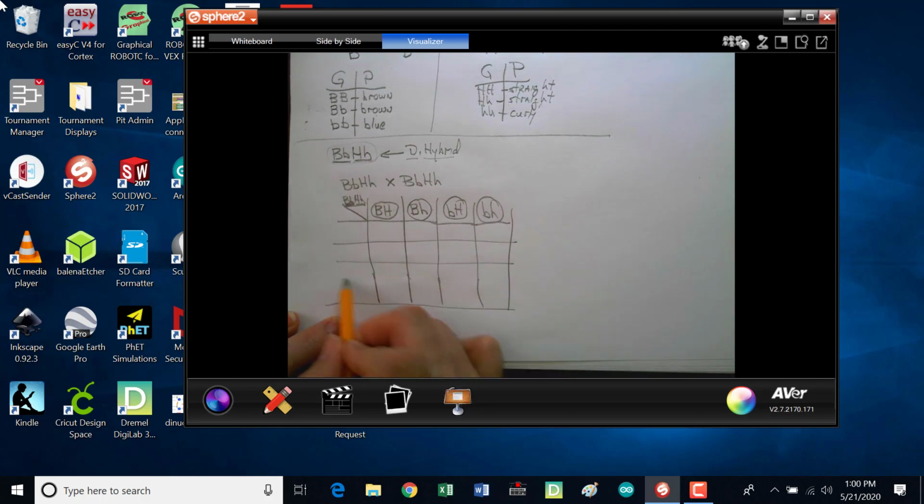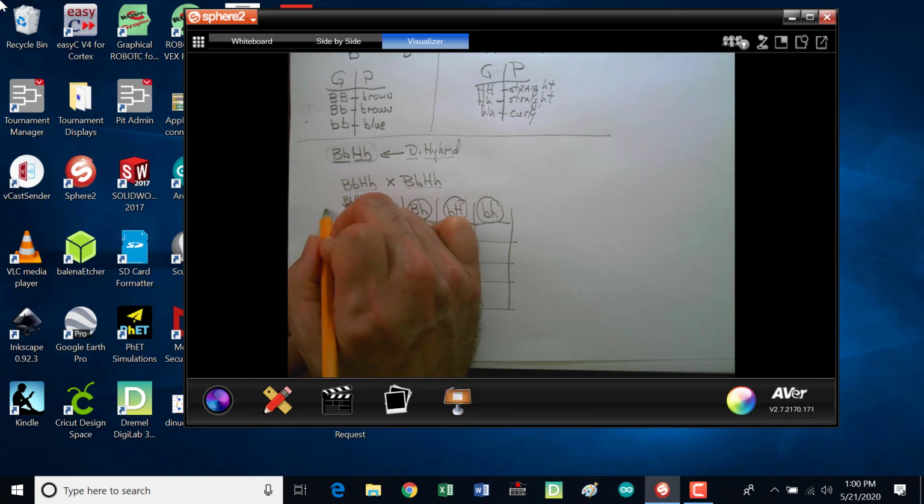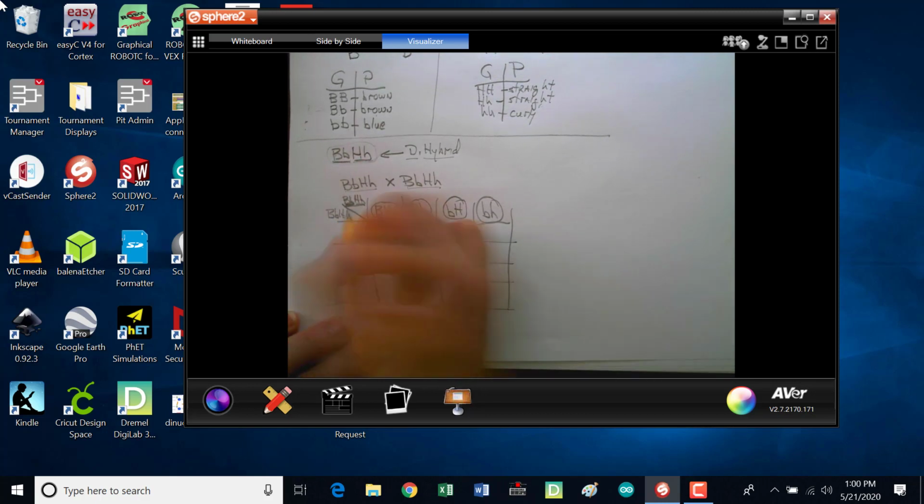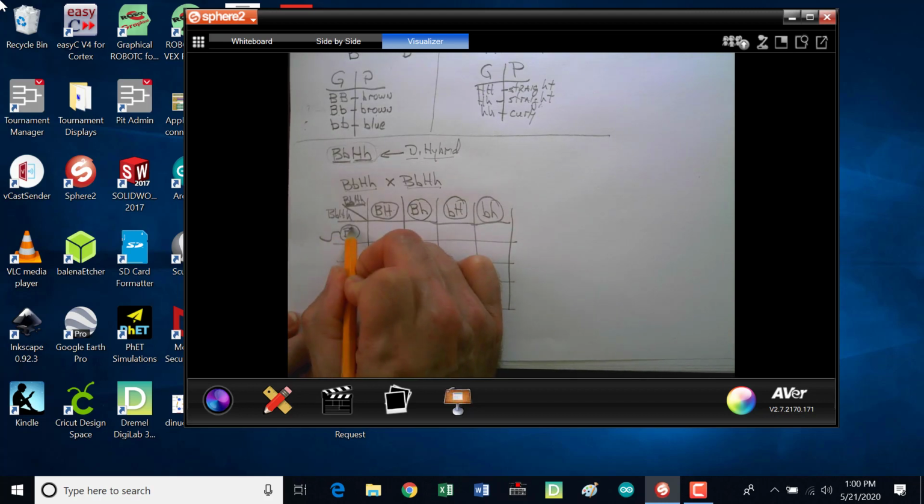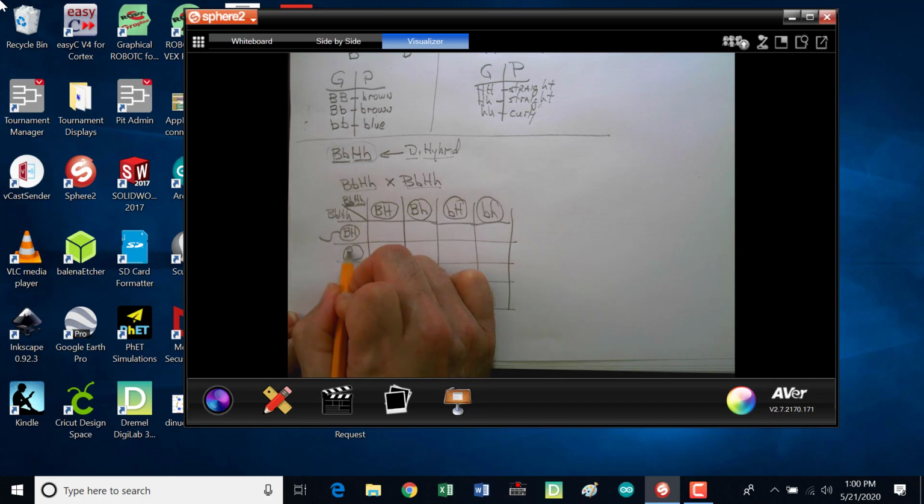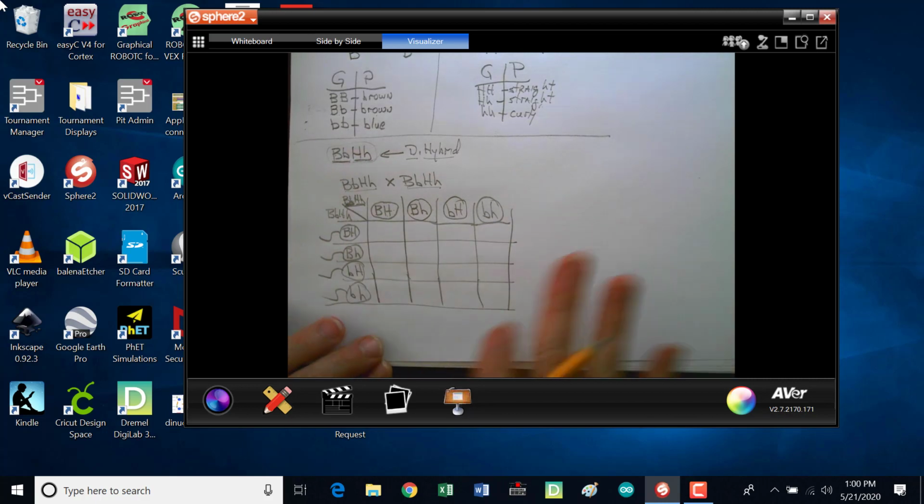Now, if the mate of this one has this genotype, then they would have the same genotype here, and in fact could produce sperm that are big B for the first trait and big H for the second. Big B for the first trait and little h for the second. Little b for the first trait and big H for the second. And little b, little h. So these are the kinds of sperm that could be made. And then from here, you fill this out normally.